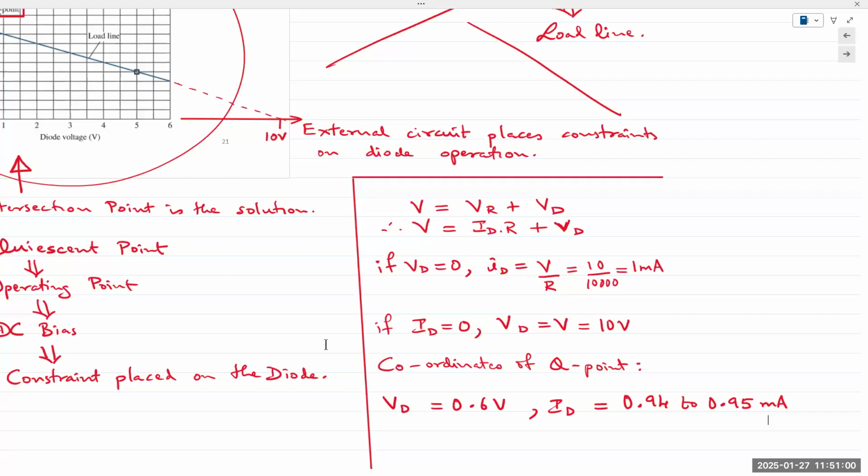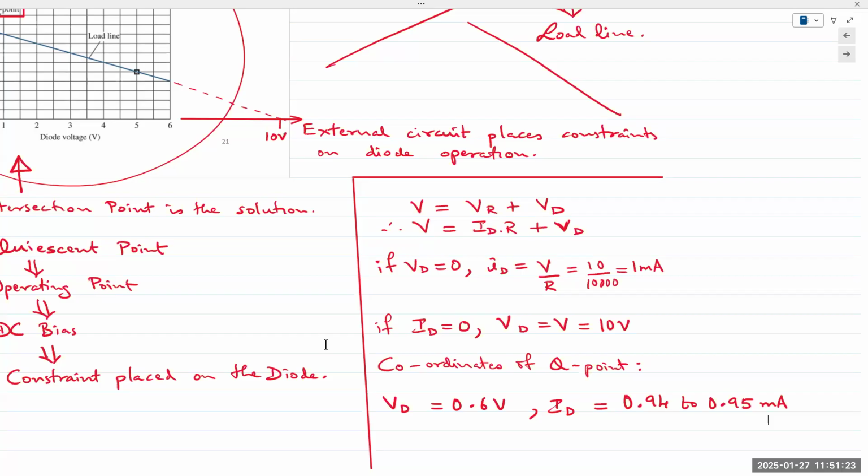All right, other questions? The steps make sense. Again, load line is not just for this diode. It can be used for Zener diodes, BJTs, FETs, MOSFETs, all devices. So it's an important technique.